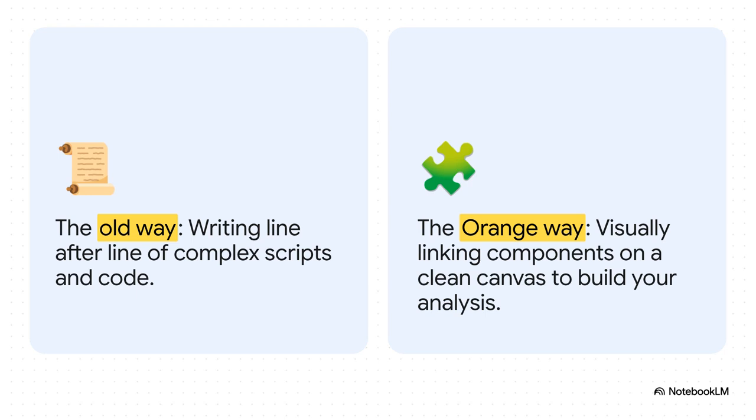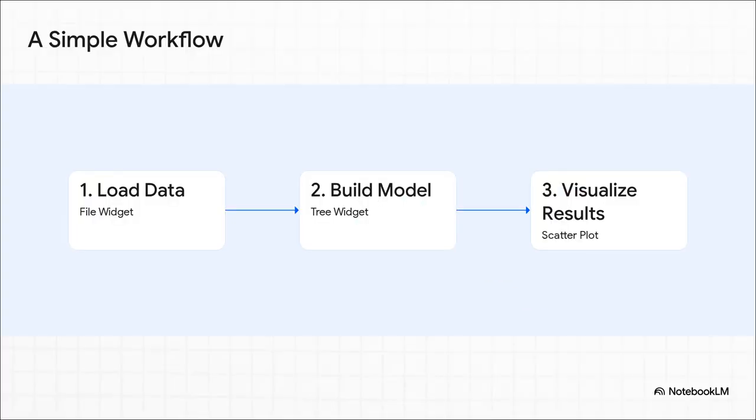I mean, on one side, you've got the old way, a wall of text, complex scripts, and on the other side, the Orange way. It's this clean canvas where you just visually link different components together. You're moving from worrying about syntax to focusing purely on the logic of your analysis. It's a game changer. So just how simple can it get?